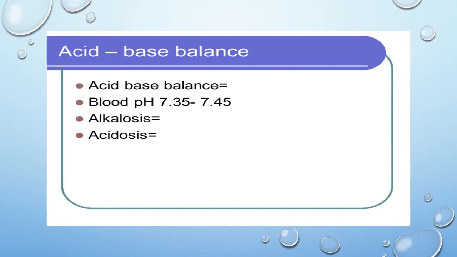Alkalosis is where the pH of the arterial blood rises above that 7.45. Not good. Acidosis is a drop in the arterial pH below that 7.35. So we're definitely going into that acidic range.